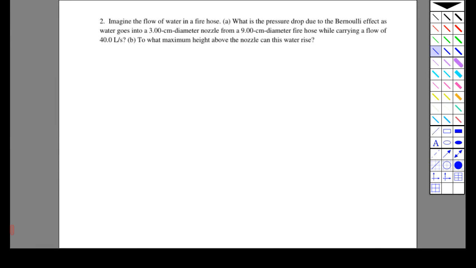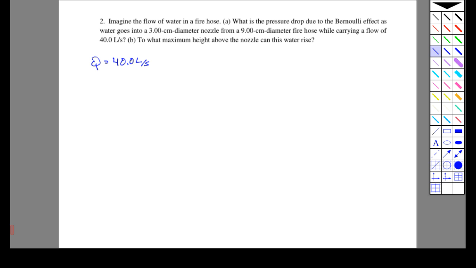This is the solution to the second problem in our fluid dynamics practice problem set. So we have a fire hose. There's a certain flow rate. We're given the flow rate. The flow rate is 40 liters per second. And we know that the hose tapers from a 9 centimeter diameter fire hose to a 3 centimeter diameter nozzle. And we're asked to figure out the pressure drop as the water goes from that 9 centimeter diameter hose to the 3 centimeter diameter nozzle.